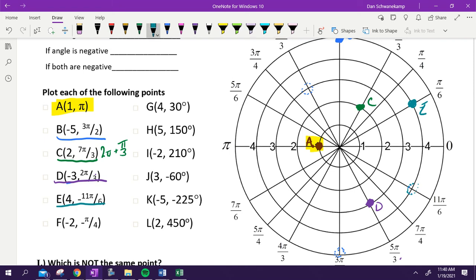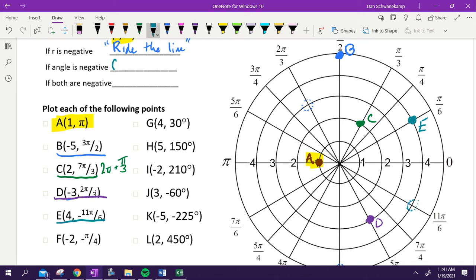How is this new dot related to 4, positive 11 pi over 6? It's flipped over the what axis? The x-axis. You can just flip it over the x-axis. If you have a negative angle, it's just like taking that angle and flipping it over the x-axis. It would match up that direction.